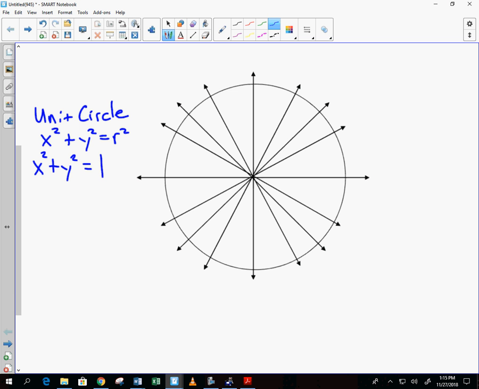So the first challenge. This is the center. This is a circle of radius 1. This is the y-axis. This is the x-axis. Can somebody tell me that coordinate right there? Close. I'm looking for an x value and a y value. This is 0, 0.